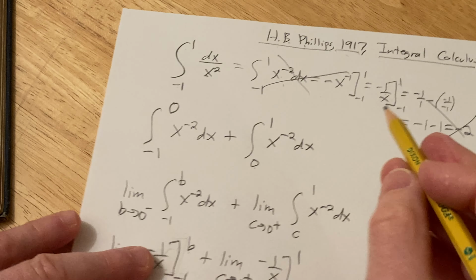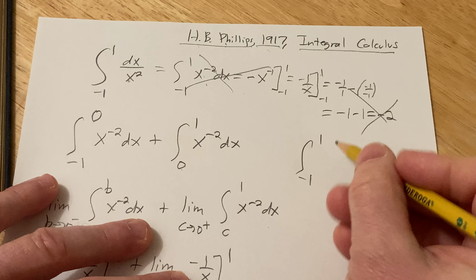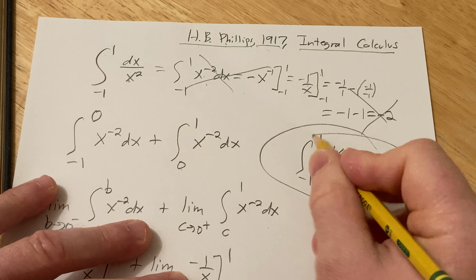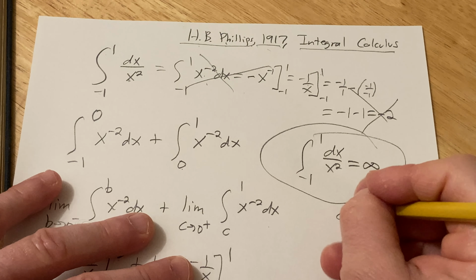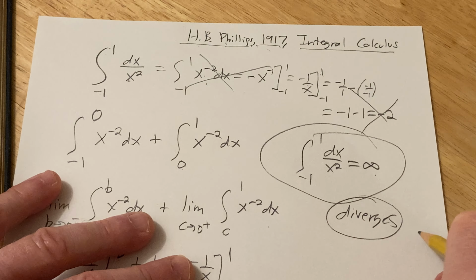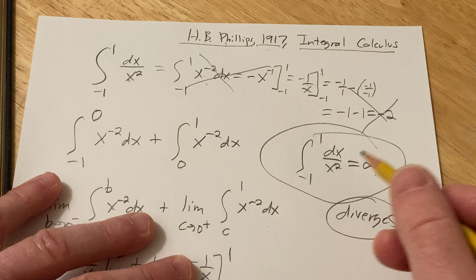So you would say that the original integral, negative 1 to 1 of dx over x squared, is equal to infinity. So you would say that the integral diverges. More modern books will say whenever this happens, we say that the integral diverges. And if you get an actual real number, then you say the integral converges.